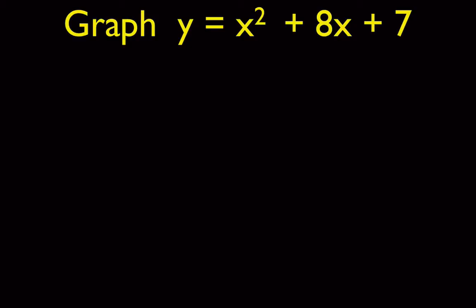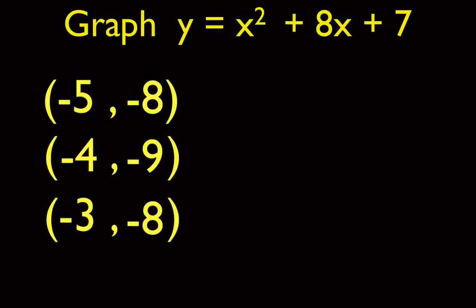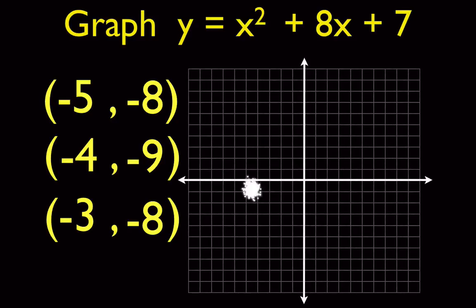So now we're going to go ahead and graph it. The first thing we want to do is write those points out of our t-chart. These are the x and y parts that came out of the t-chart I just filled out. Remember, the first thing you need to do is label your axes. So I'm going to start with negative 4 and negative 9 because that's my vertex, and I'm going to plot that point. I'm then going to plot negative 5 and negative 8. And finally negative 3, which is also at negative 8.